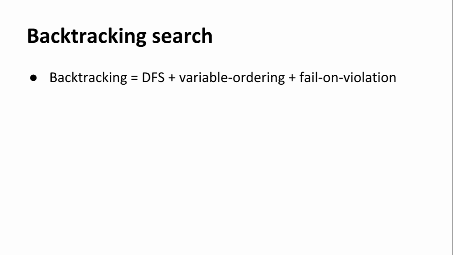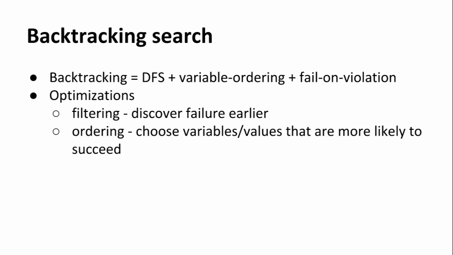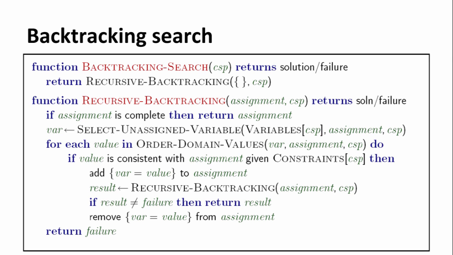So that's just the basic backtracking search. From there, we can build on it and make a couple of optimizations. The first of these optimizations is going to be filtering, and the goal of filtering is to discover failure before it actually happens. If you look back to the algorithm, the way that we discover failure is at any point where there are no values to assign to a variable. But sometimes we can do better than that.